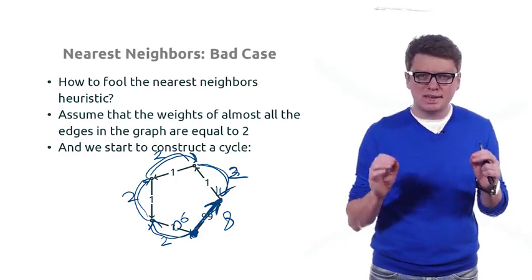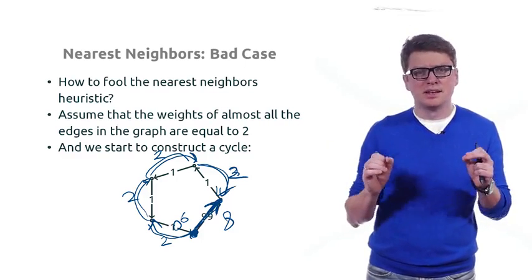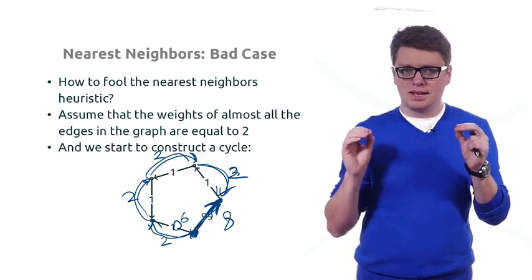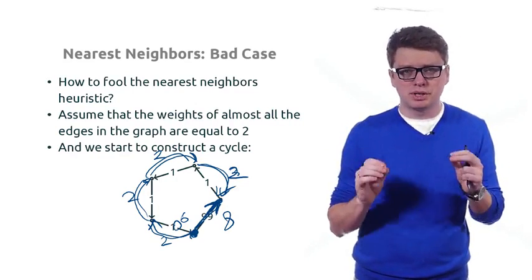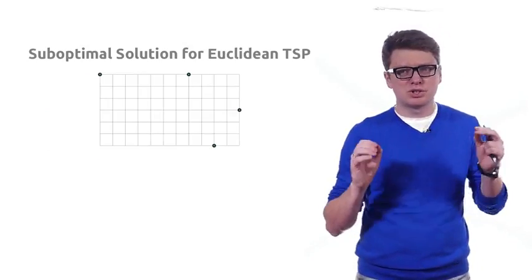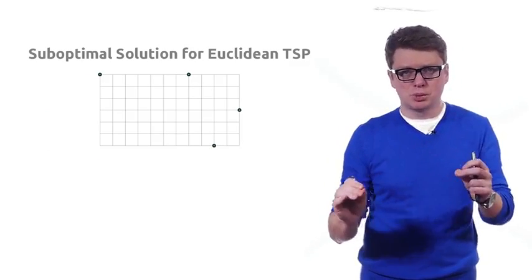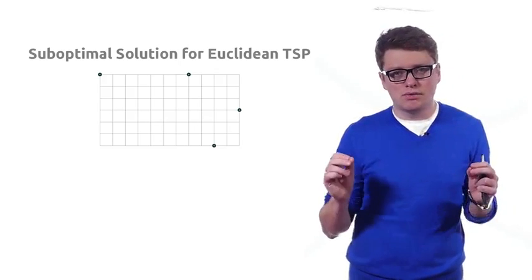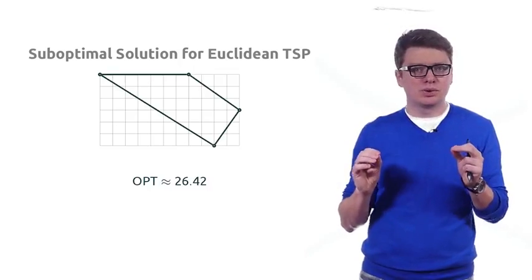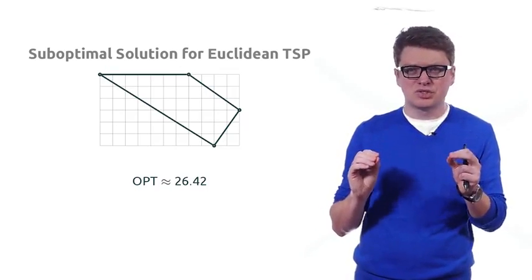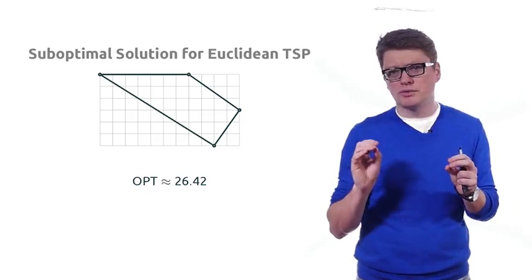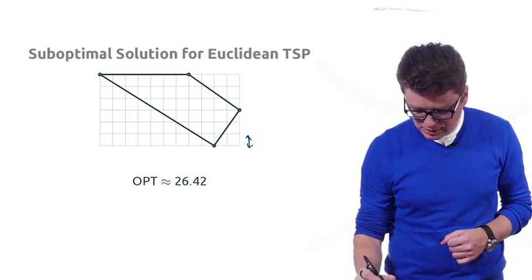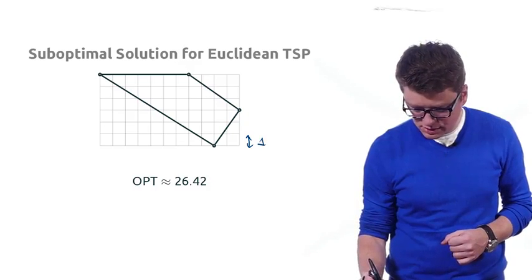Okay, but as we've mentioned already, even for Euclidean instances, or for the Euclidean TSP, this heuristic might produce a suboptimal result. And let me just show you some small examples. So if we have these 4 points on the plane, then the optimal way of visiting all of them is shown here on the slide, and its length is roughly 26.42. Okay, so we assume that the length of this in this grid is equal to 1.